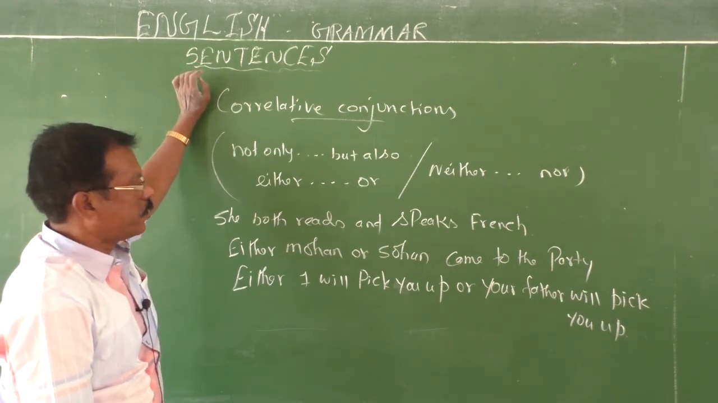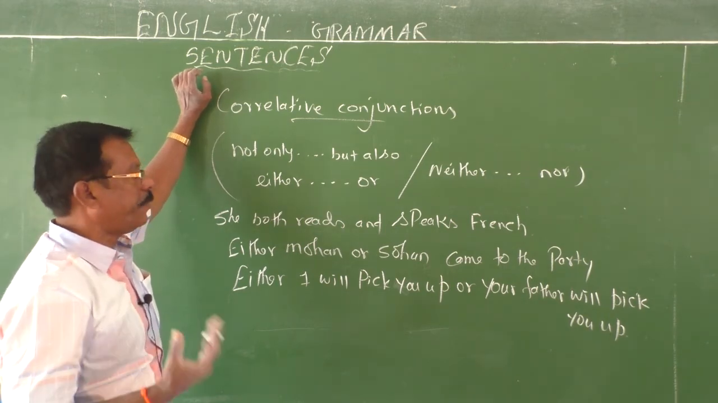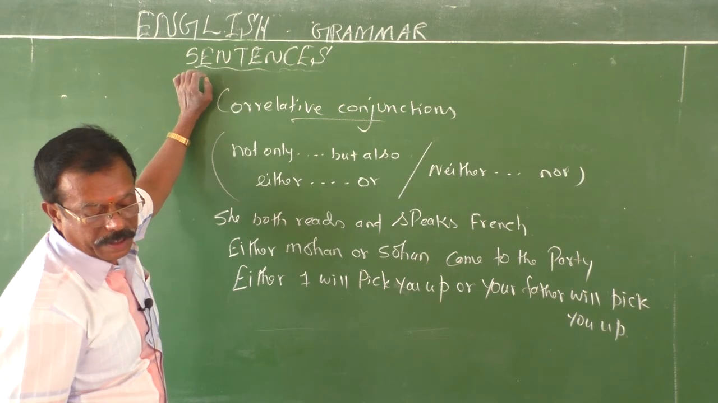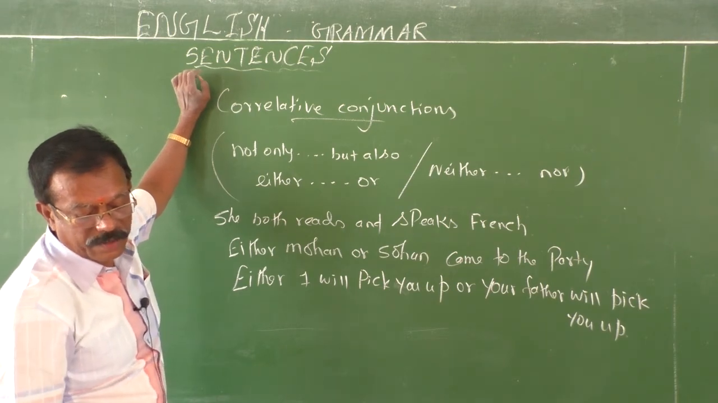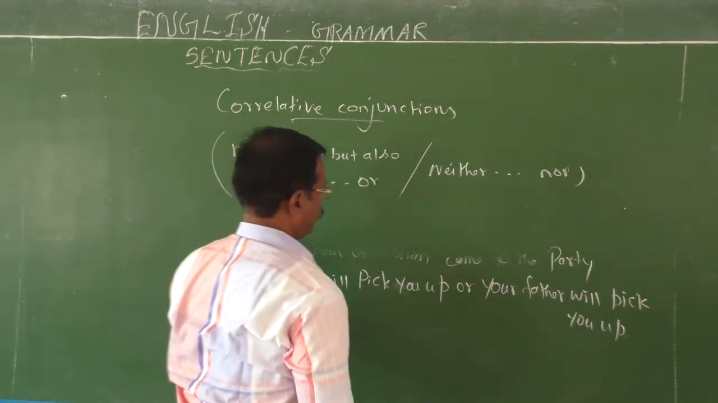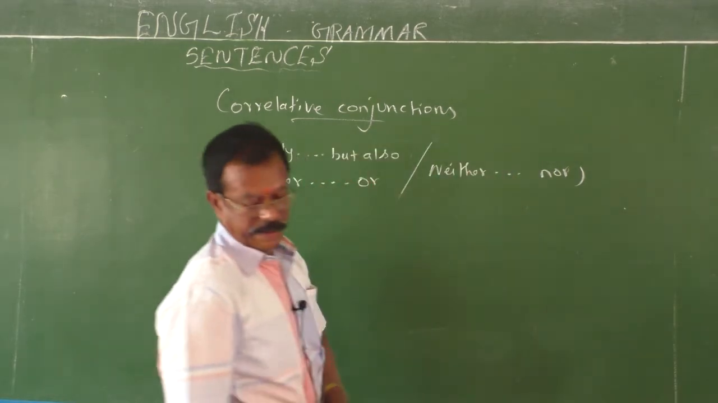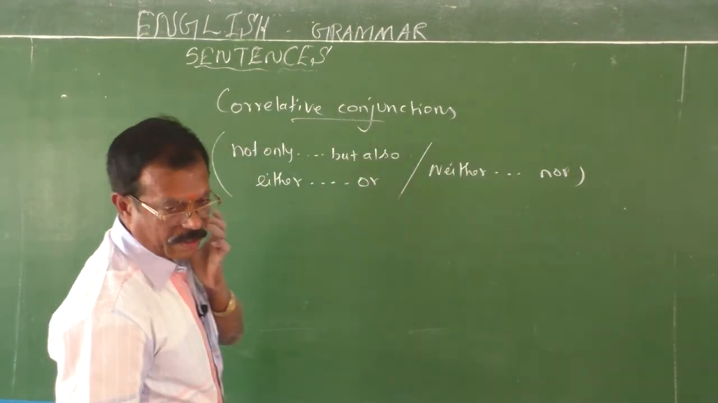She both reads and speaks French. Either Mohan or Sohan came to the party. Either I will pick you up or your father will pick you up. For neither nor: neither he studies nor watches TV programs. I'll give you one more example. For neither nor, neither he studies nor watches.